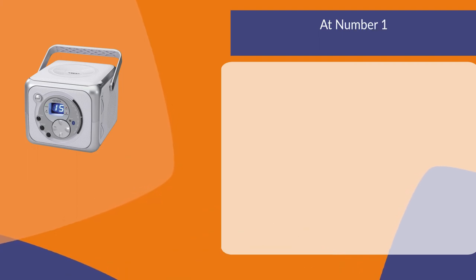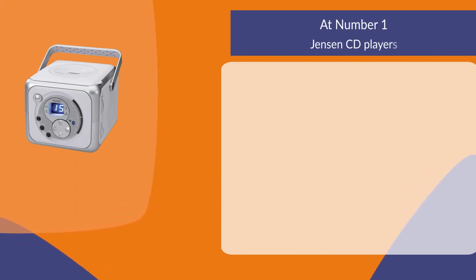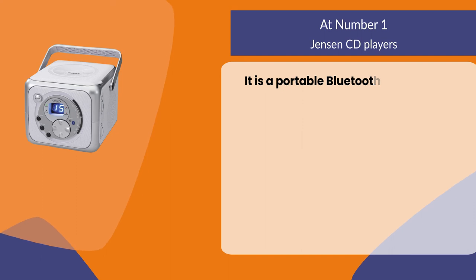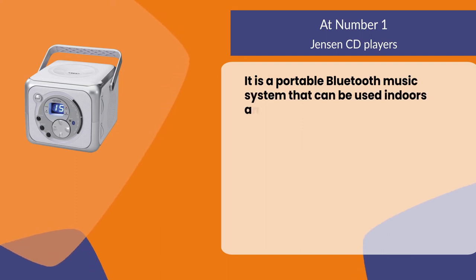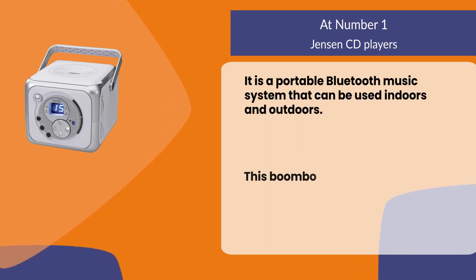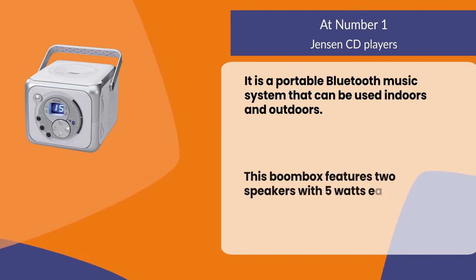At number 1, Jensen CD Players. It is a portable Bluetooth music system that can be used indoors and outdoors. This boombox features two speakers with 5 watts each for sound output.